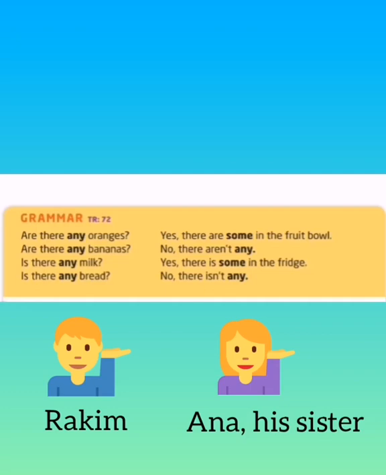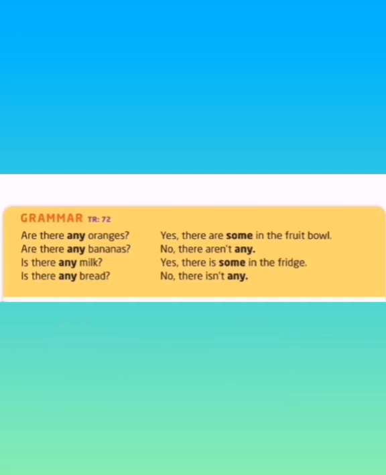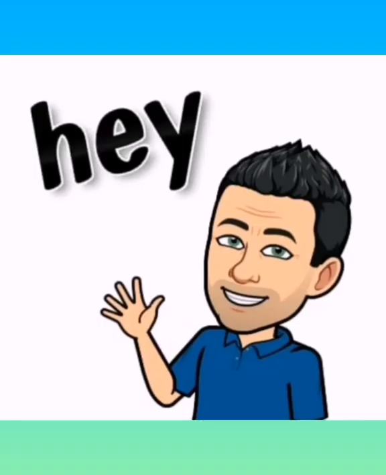So these other two questions are in singular. The first one is asking about the milk, and the other is asking about the bread, which are uncountable nouns. Okay? So the same to answer. If it's positive, yes, there is some. If it's negative, no, there isn't any. Okay? Now, let's watch a video with some uses of some and any.